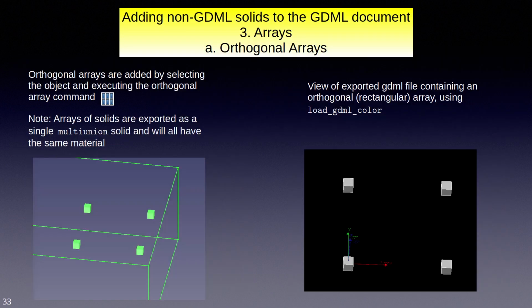In FreeCAD, one can construct arrays of a base object. The GDML workbench allows the export of these. One type of array is an orthogonal array, where the object can be repeated in 3 dimensions.